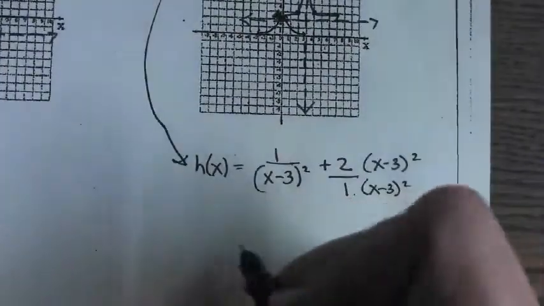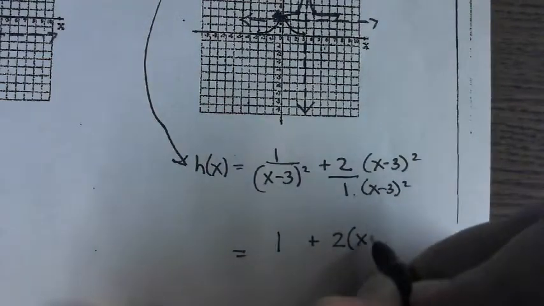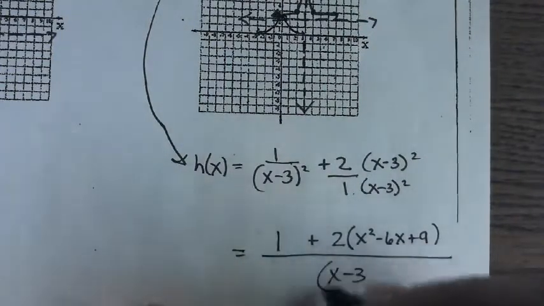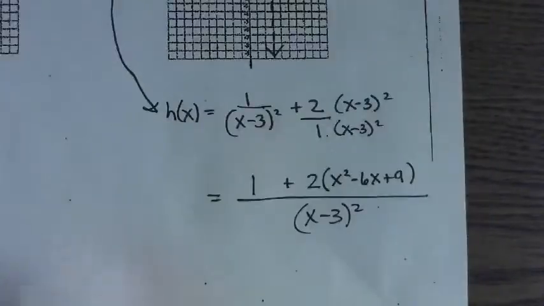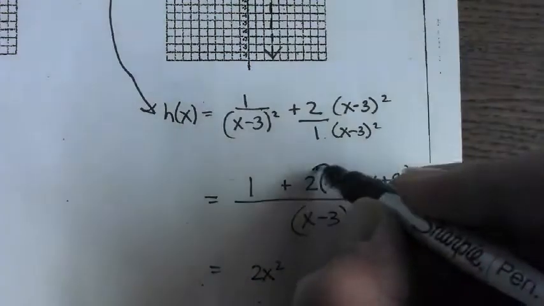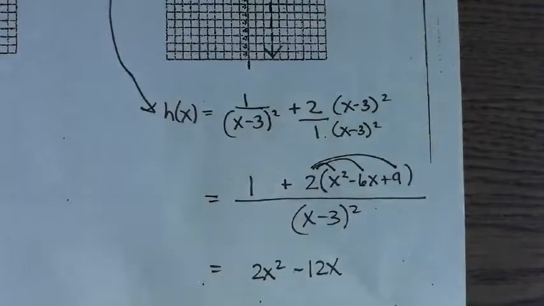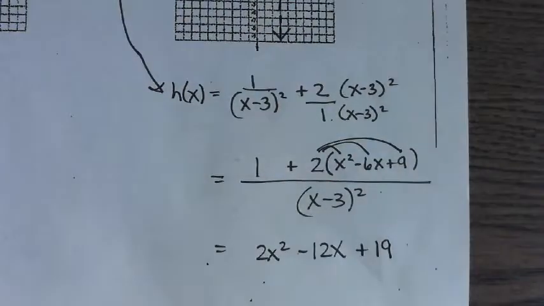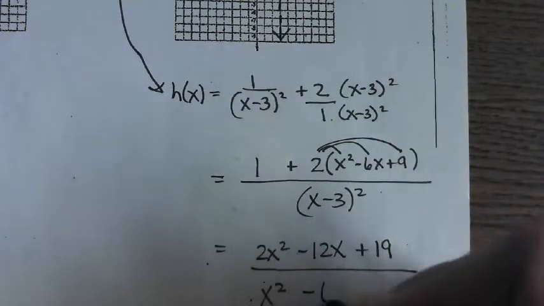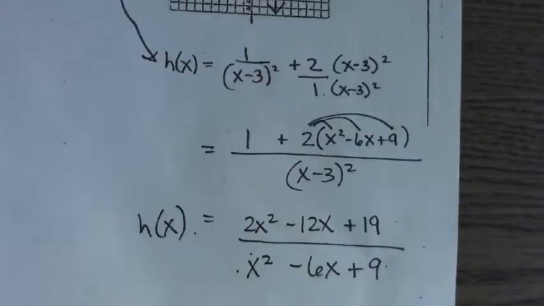Okay. So when I simplify, I'm going to have 1 plus 2 times, and when I square that out, x squared minus 6x plus 9, all over x minus 3 squared, my common denominator. When I distribute, I'm going to have 2x squared minus 12x plus 18, plus the one that's already there, will be a plus 19 up top. And when I square out my denominator, I'm going to get x squared minus 6x plus 9. That's just a different version of h of x.